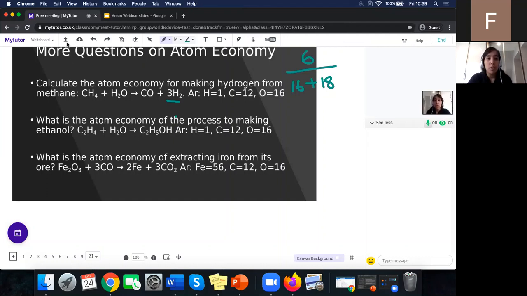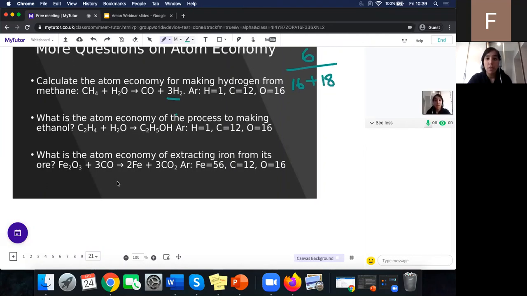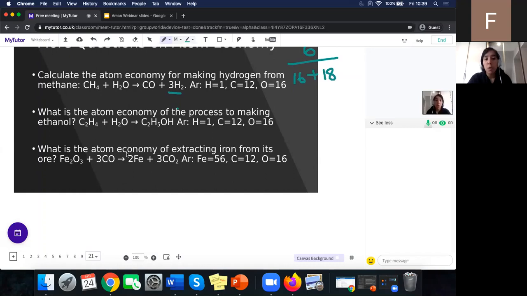Good, everyone that said 100%, exactly correct. Okay, what about the third one? What's the atom economy of extracting iron from its ore? How would we go about doing that? Okay, someone's giving me an answer of 70%. Do we agree? So we look at iron, that's the product.